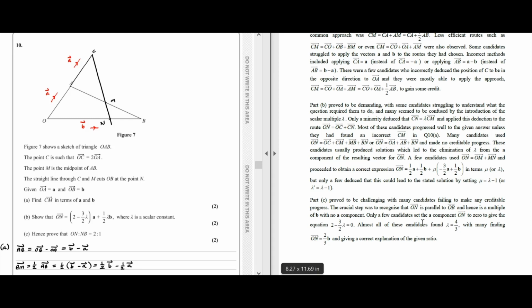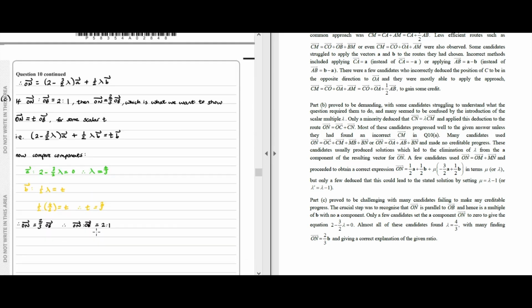Part C proved to be quite taxing for a lot of people. The crucial step was to recognize ON is parallel to OB, and hence it is a multiple of B with no A component. And we mentioned that over here, where we had that constant term being T. Only a few candidates then set the A component of ON to 0 to give the equation 2 minus 3 over 2 lambda equals 0. You can find lambda to be 4 over 3, and then from that you can find ON equals 2/3 B, and then from that you can state the ratio as we did over here.